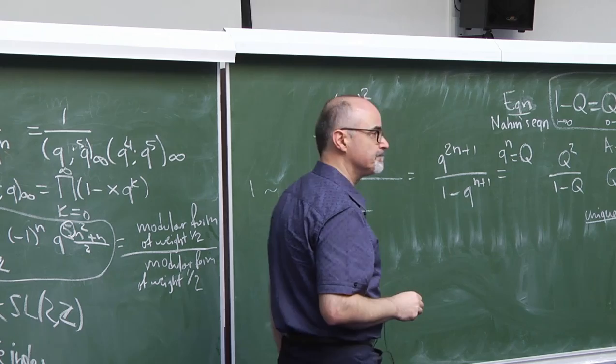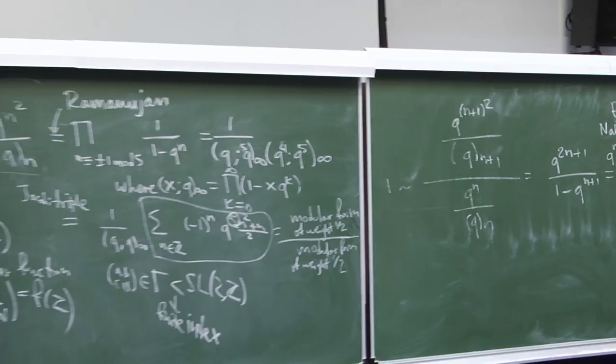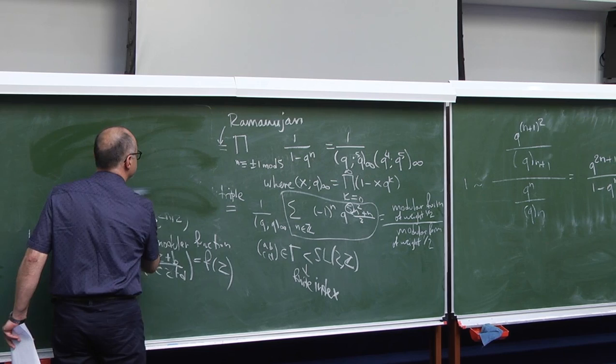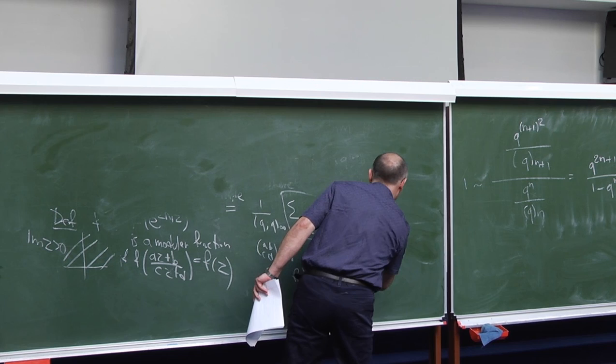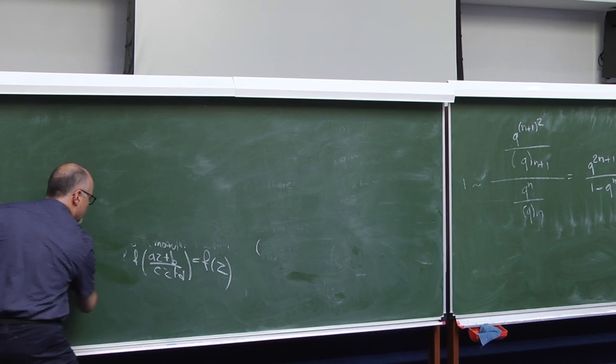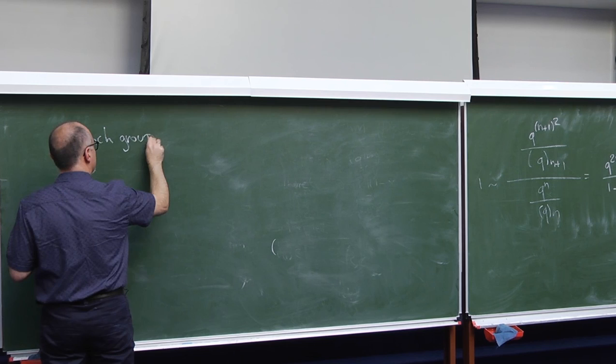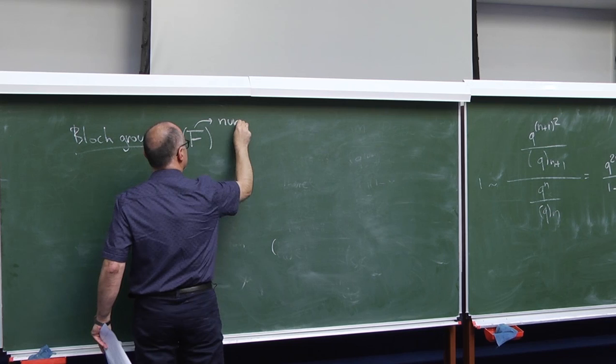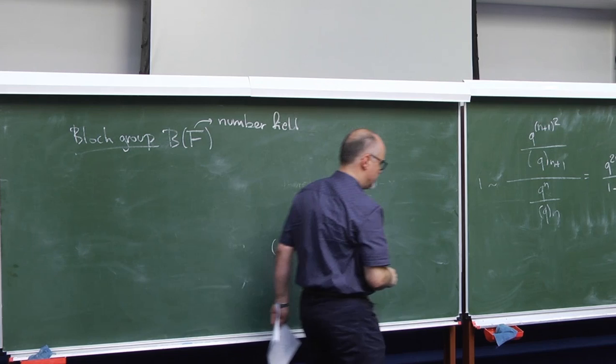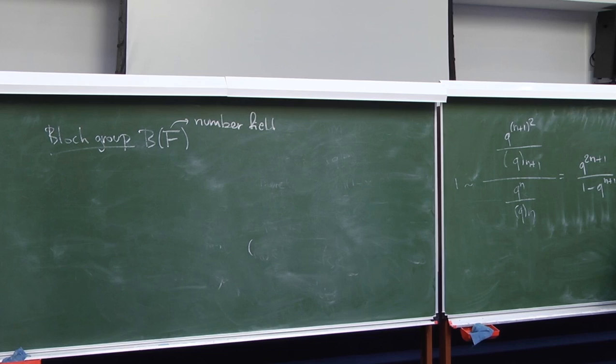Okay, so now I have to say something about K-theory, in fact, something about the Bloch group. Bloch group B of F of a number field F, which in our example, here, it was Q square root of 5.